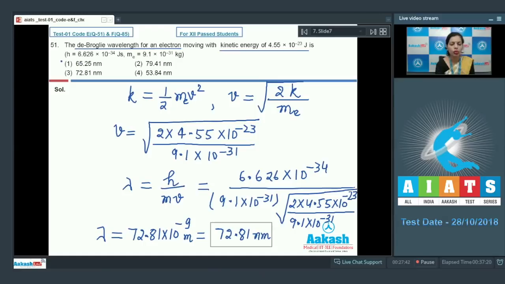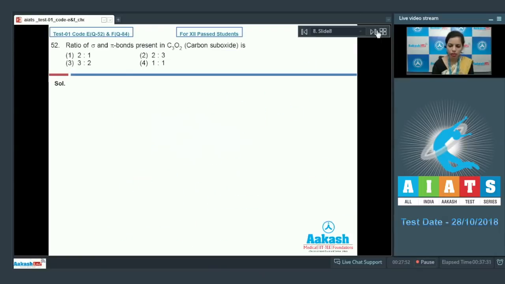Let's mark the correct answer on the basis of this. It is option 3. Answer is option 3. I hope this question is also clear to you. Let's check what is given in the next question.